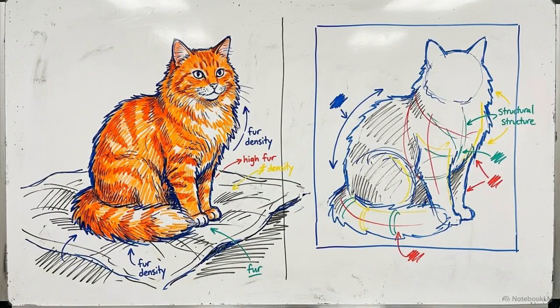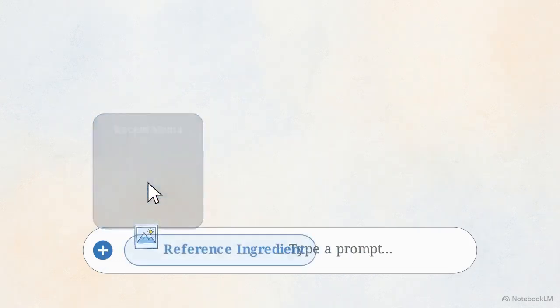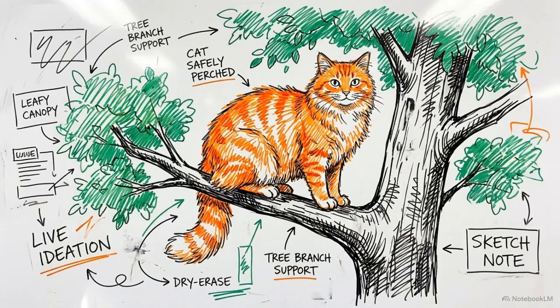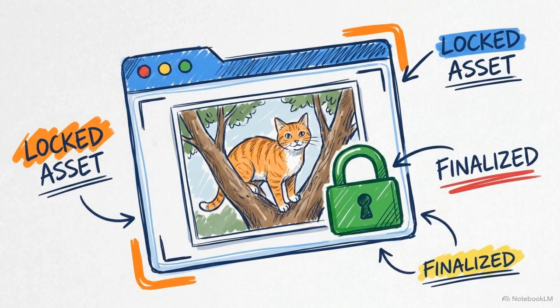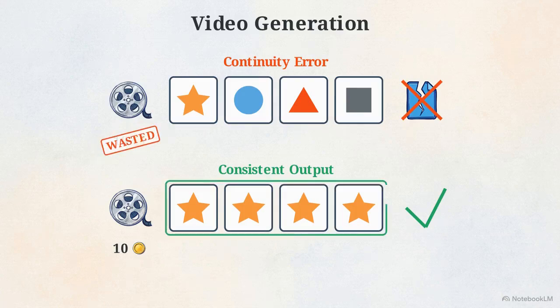Now we want that exact same cat in a different environment. Return to the prompt box, click the plus icon to add your edited image as a reference ingredient, and prompt Flow to create an image of the cat in a tree. Locking down your character details and colors during this free static phase acts as an insurance policy. It prevents you from spending credits on continuity errors later in production.